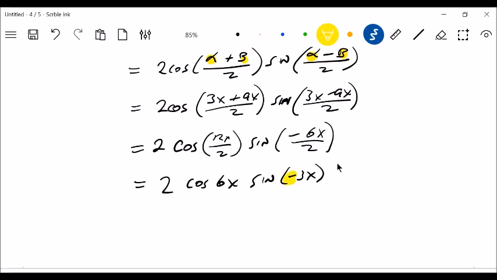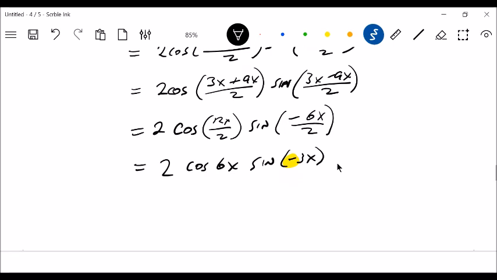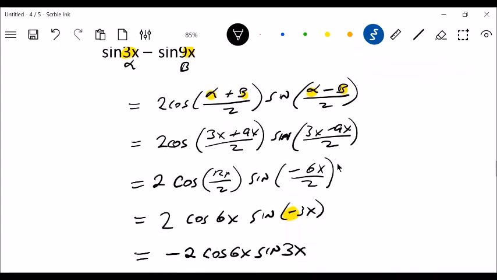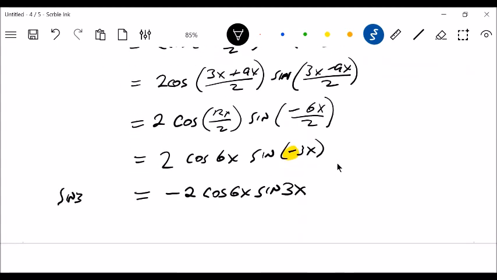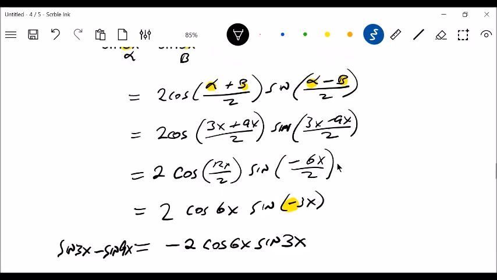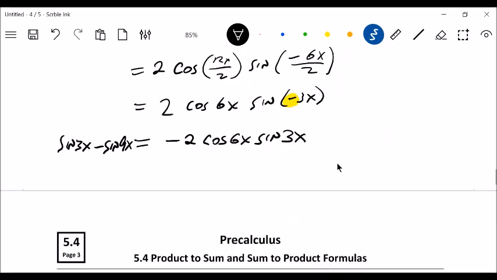Now remember about that negative, it can go in front of the sine, which actually means in this case in front of the whole thing. Negative 2 cosine 6x sine 3x. And that's what sine 3x minus sine 9x is. Is it sine and sine? Yep, it was. It was sine and sine.